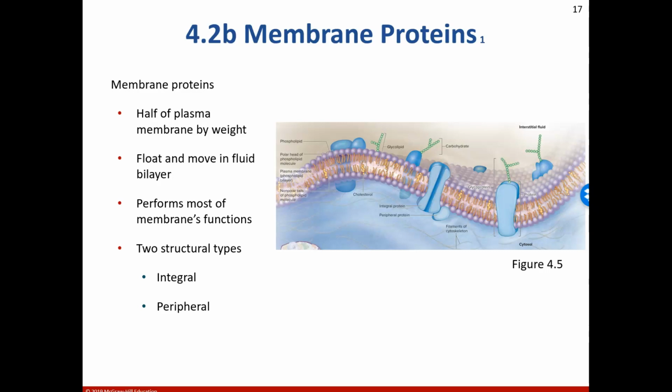Now let's discuss membrane proteins. I'm sure you noticed these large blue blobs in here in our plasma membrane. They are half of our plasma membrane based on weight, and they are able to kind of float in here and move in this fluid bilayer. Almost think of them as like a rubber lifesaver in water is what you want to think of. And they're going to perform most of our membrane's functions. And we have two structural types, integral and peripheral.